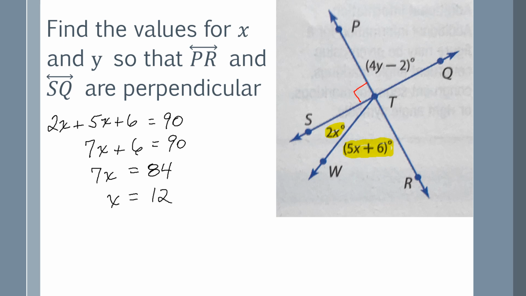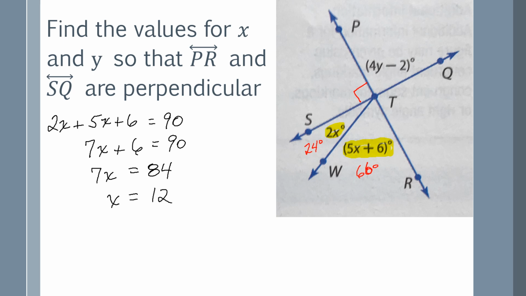I can plug that back in here and I can solve for this, right? 2 times 12 would be 24, right? 5 times 12 is 60 plus 6, that's 66. So 24 plus 66 is 90.